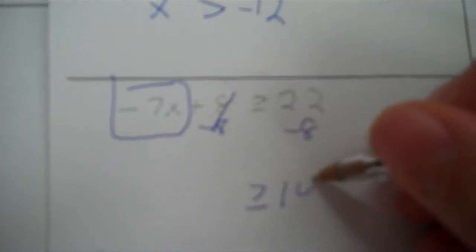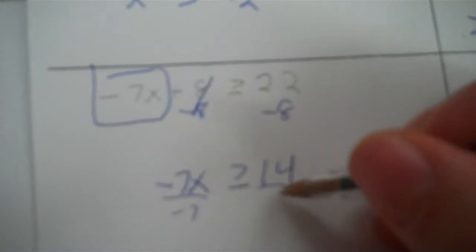Negative 7x plus 8 is greater than or equal to 22. So here's my coefficient. It appears that we have a negative, so that turns around, goes the other way. So I take 8 away from both sides. And now I deal with my negative 7 by dividing, and that turns around, x and negative 2. So negative 2 is our critical number.